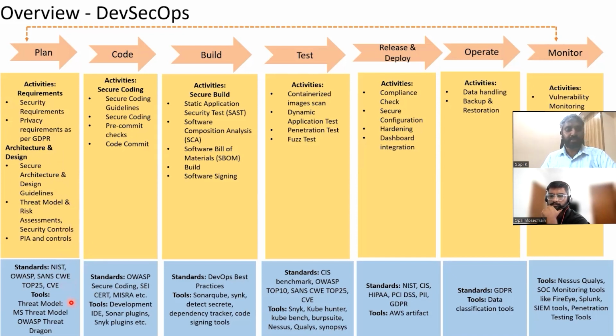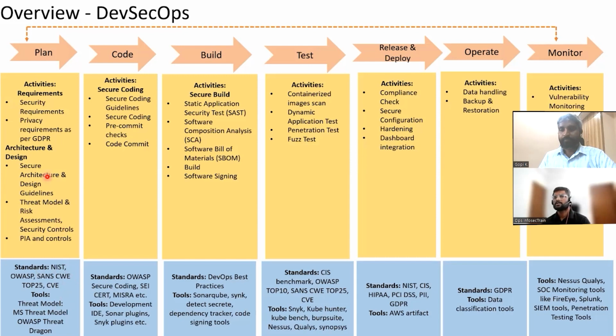Again, on the tools aspect, we will use threat model tools like the MS Threat Modeling Tool and OWASP Threat Dragon, and we will execute the threat model. And we have security reference standards like NIST, OWASP Top 10, SANS, CWE, CVE. Based on these practices, we will create the requirements, threat model and security controls, and we will incorporate these activities with our existing planning phase.